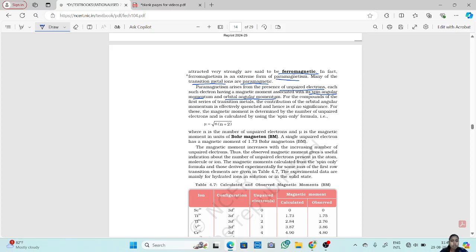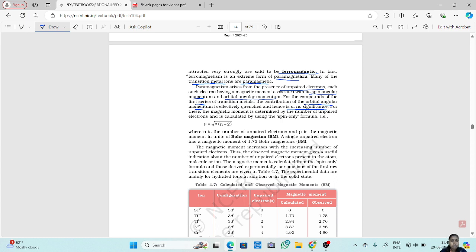So for the compounds of the first series of transition metals, the contribution of the orbital angular momentum is effectively quenched and hence is of no significance. The first transition series doesn't contribute to the orbital angular momentum, so there is only spin angular momentum which is effective. So wherever a first transition element shows paramagnetism, it is not because of the orbital angular momentum.